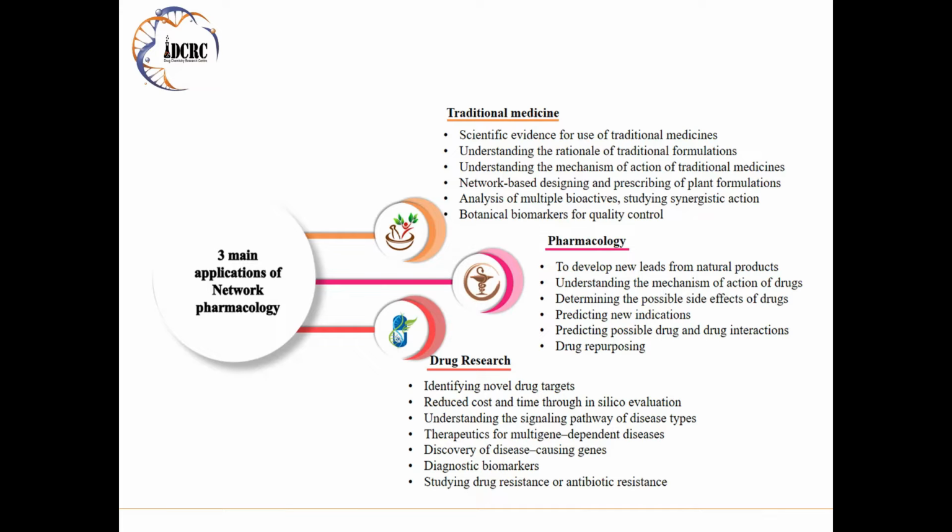Then the therapeutics for multi-gene dependence diseases. There are some diseases like cancer, Alzheimer's, or diabetes, which don't involve a particular pathway. So basically these are multifactorial diseases. There can be multiple factors which are important for the disease progression. These multi-gene or multifactorial diseases can be easily understood with the help of network pharmacology.